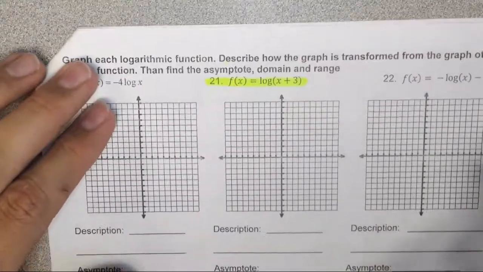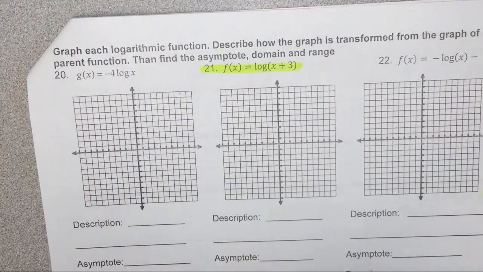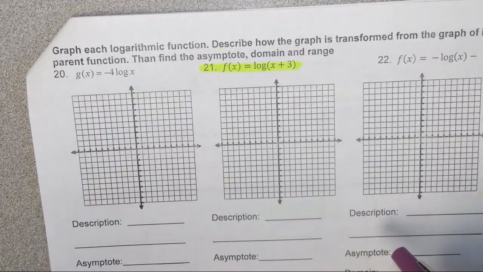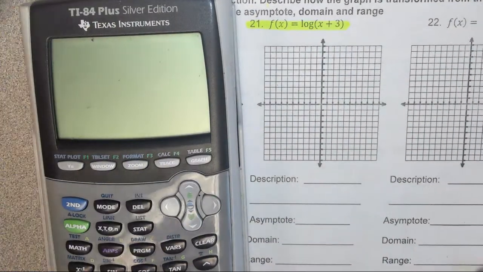Alright, next page. We have graphing logarithmic functions. Describe how the graph is transformed, give the parent function, and find the asymptote, domain, and range. So first things first, let's go ahead and graph this. My favorite way to graph, make it easy for me.